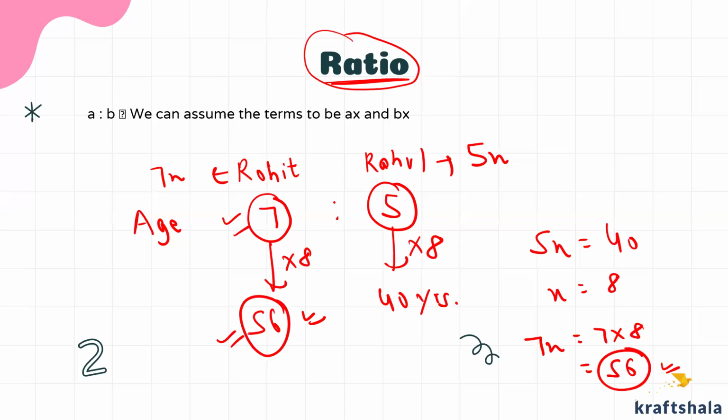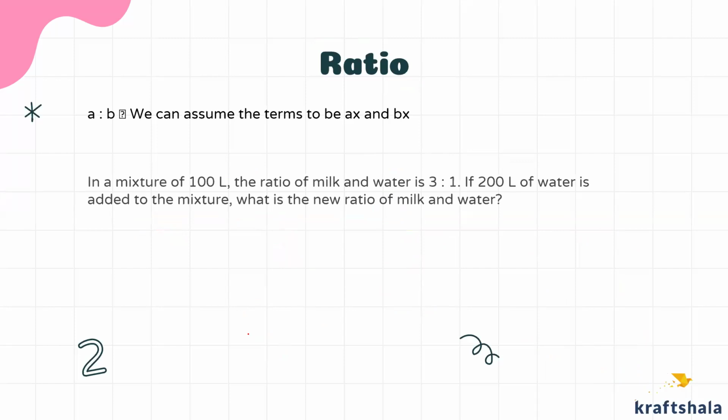Okay, chalo, let's start. One question I'll be telling you how to go about it, and then you will be solving. Now, there's a mixture of 100 liter in which the ratio of milk and water is 3 is to 1. Now 200 liter of water is added. What is the new ratio of milk and water?